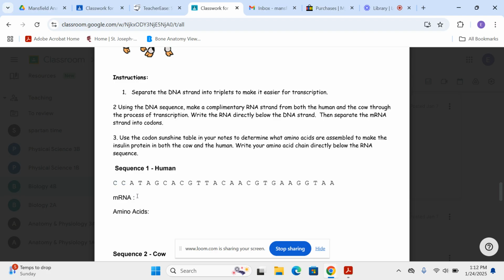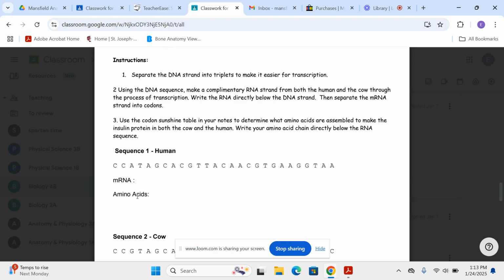I would then like you to write down what that transcribes into. So CCA, well, that would transcribe into GGU. Okay, so you would write that down. And then you can write down the second one, TAG. What does that turn into? Well, it'd be AUC. So you'd write that down. You should have a total of 9 codons made, so 27 total letters.